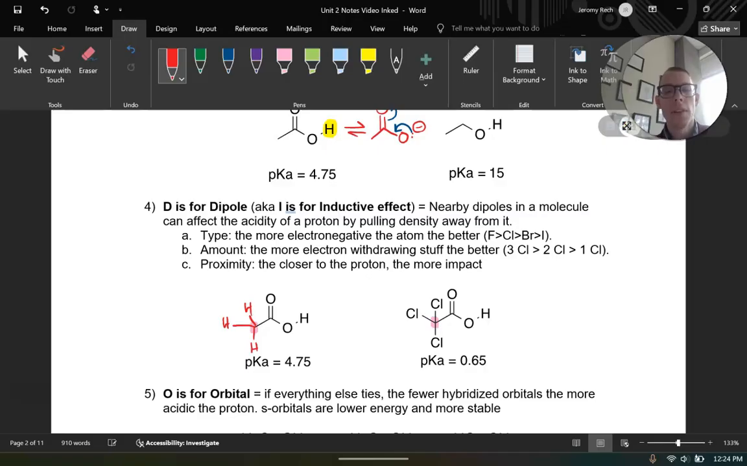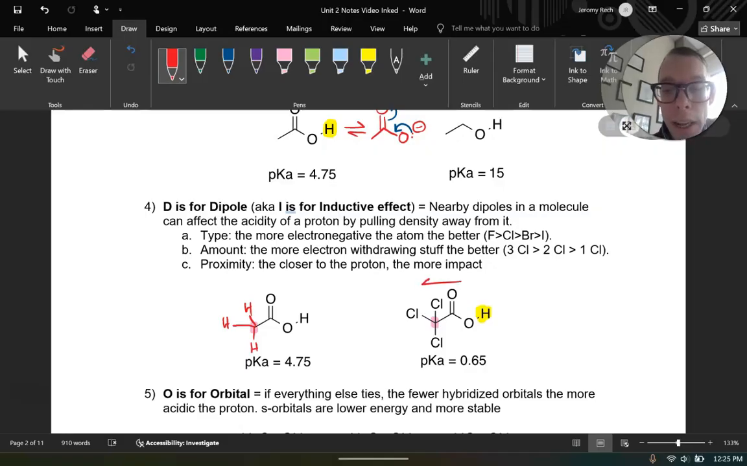If I replace all 3 of those hydrogens with chlorine, chlorine is on the right side of our periodic table. As you move to the right and up on the periodic table, you're going to increase your electronegativity. That's going to help create dipoles, which are going to be pulling electron density towards that atom. In this case, if I replace all of those H's with chlorines, you'll see that our pKa drops a ton, meaning that the H here is way more acidic and a lot easier to remove. And that's because of the dipoles from all of our chlorines.